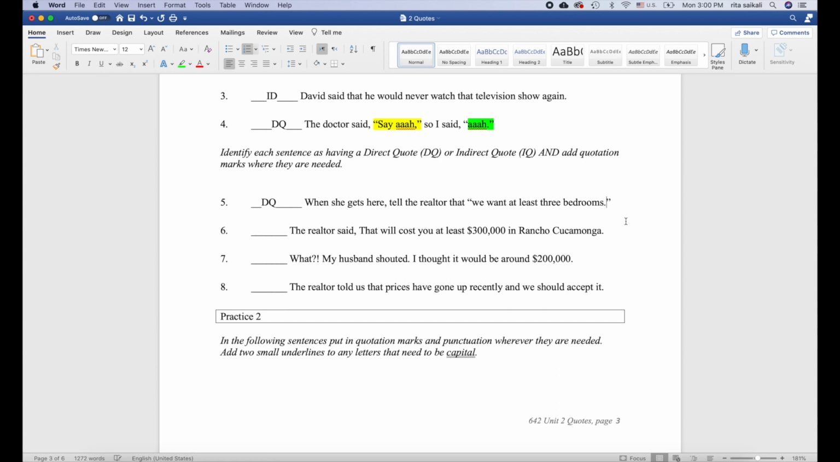You guys remember our rules? That if it's a complete sentence, we capitalize it. We want at least 3 bedrooms. The realtor said that will cost you at least $300,000 in Rancho Cucamonga. This is, again, a direct quote of what the realtor said.